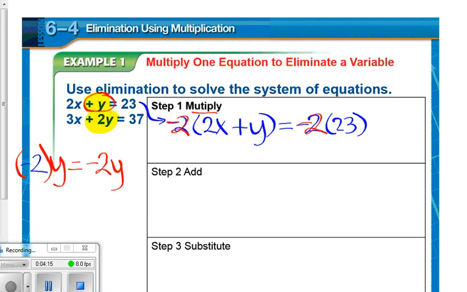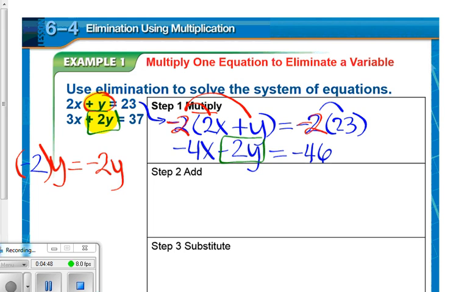We're going to apply a little distribution. We're going to say negative 2 times 2x, negative 2 times y. Okay, so we end up with negative 4x and negative 2y. On the other side, we end up with negative 2 times 23. This is negative 46. Yay. We have created an equation that contains a term that is opposite of this term. Fabulous. Now we can move on to step 3.